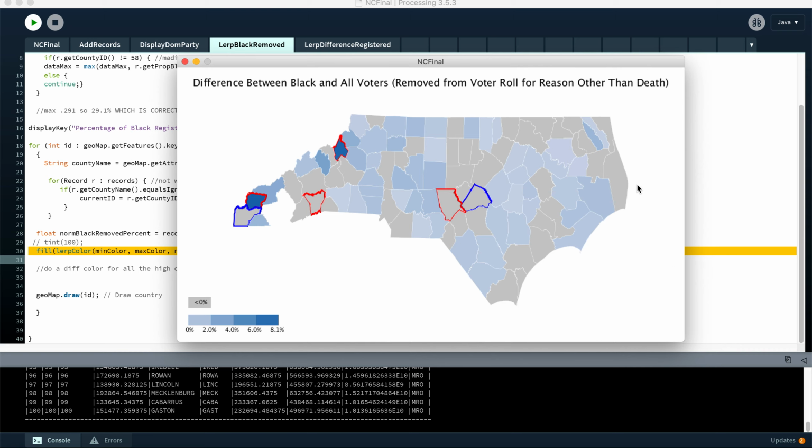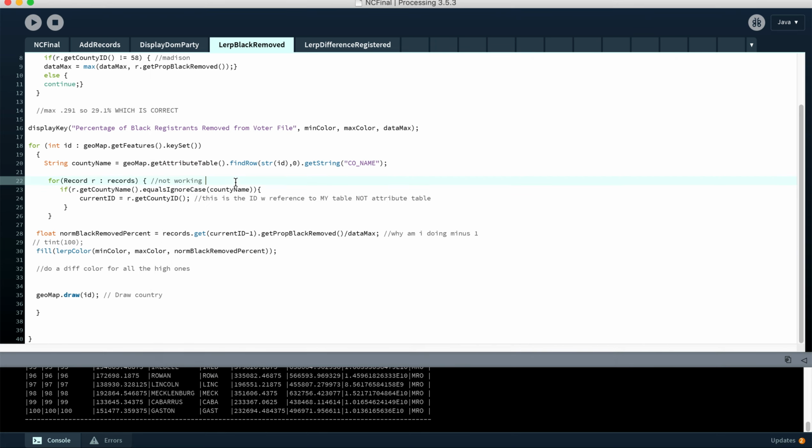And as you can see, there are a lot of counties that actually have a negative difference, but it was still statistically significant that counties with the highest percentage differences tended to be Republican-leaning counties. So that is what I've been working on this year.